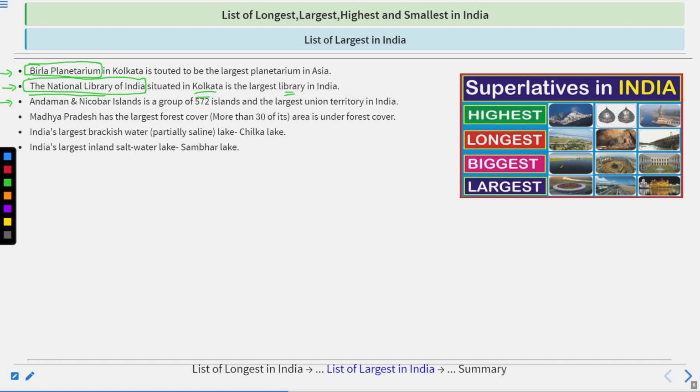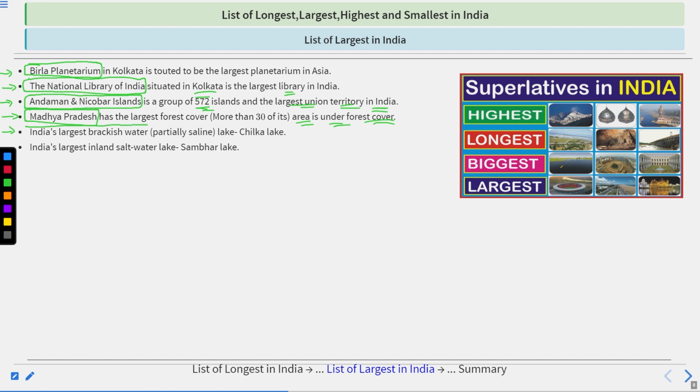Andaman and Nicobar Islands. It is actually an island group comprising 572 islands, which is the largest union territory of India. On the other hand, we have another island group, Lakshadweep, comprising 36 islands. Madhya Pradesh having the largest forest cover, more than 30% of its area is under the forest cover, which means 30% of the state area lies under the forest.